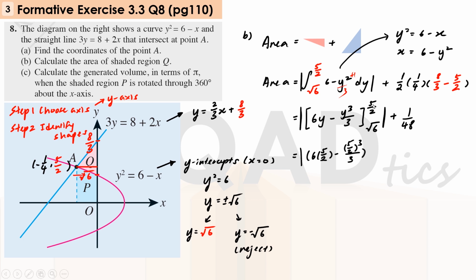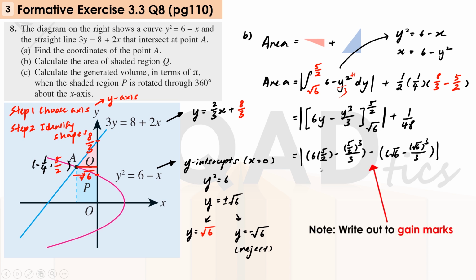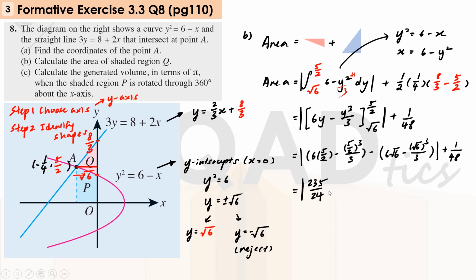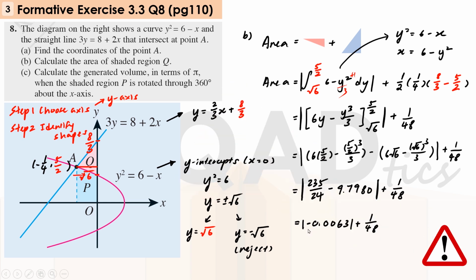So here's the working when we substitute 5/2 inside here. Then we need to minus the value we substitute, square root 6. So this is the working. Then don't forget to plus the 1/48 here. Then we simplify, and this is the final value. You can see this value, without the modulus, is actually a negative value. So please remember to put the modulus when the area is on the left side of the y-axis. So our final value would be 0.0272 unit square.